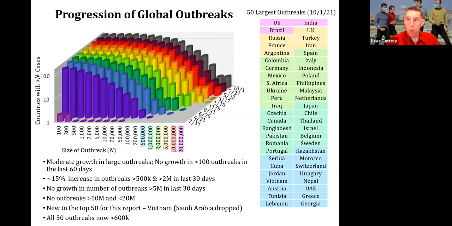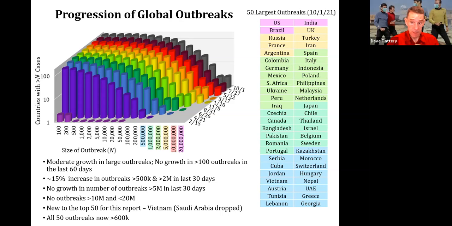In terms of what's been happening with the outbreaks, there's been some growth in some subsets of the large outbreaks, but with the overall daily new cases declining, not as much as last month. No new outbreaks over 100 in the last 2 months. In this range between 500,000 and 2 million, these kind of medium-large outbreaks, there's been about a 15% increase in all those categories in that range in the last 30 days. But in the categories above that, from 5 million on up, there's been no change in the last 30 days.